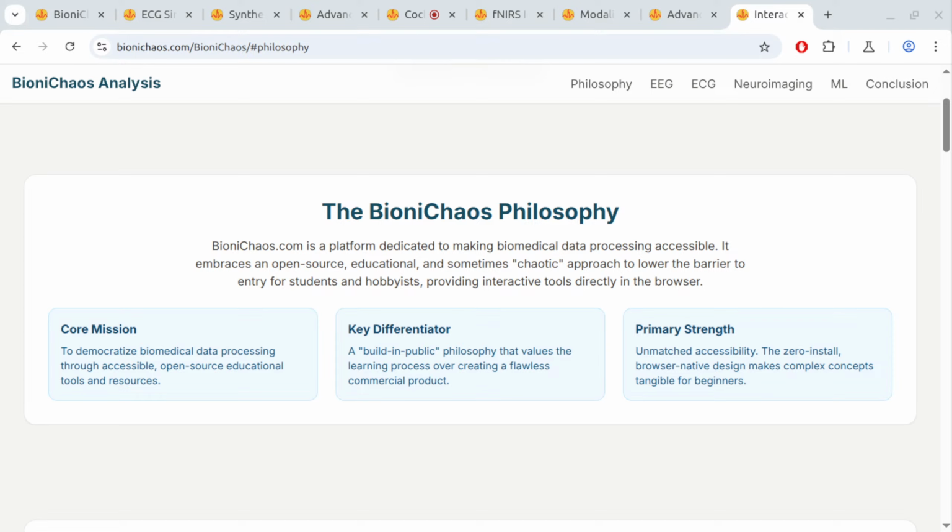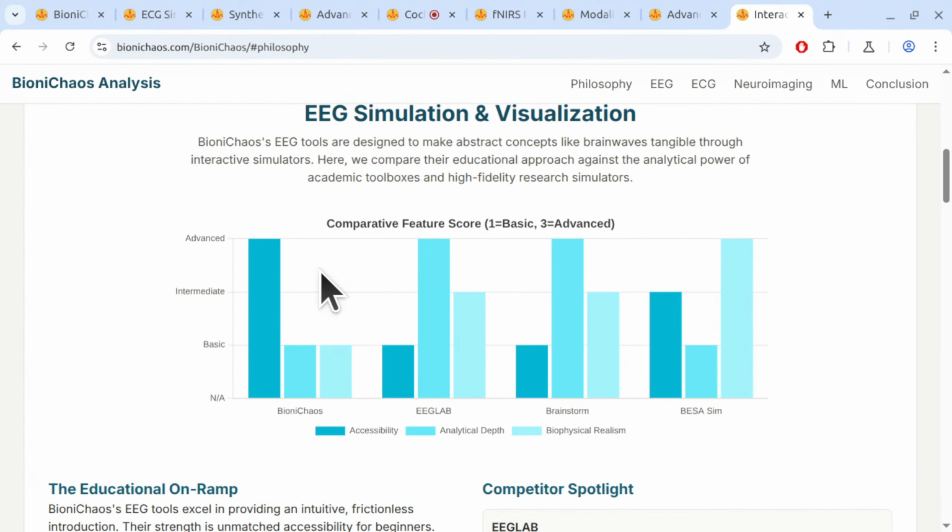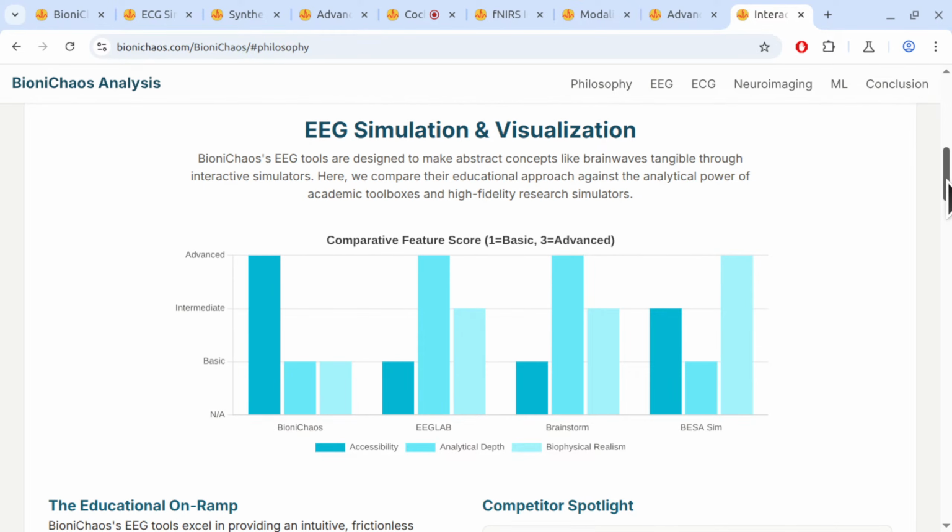You'll hear us mention scores like 3 for advanced, 2 intermediate, 1 basic, or 0 meaning not applicable. Just think of it as a shorthand. 3 means it's really strong in that area. 1 is, well, foundational, and 0 means it just doesn't apply. Okay, cool. So let's kick things off. What is BionicChaos.com? What's the core idea?